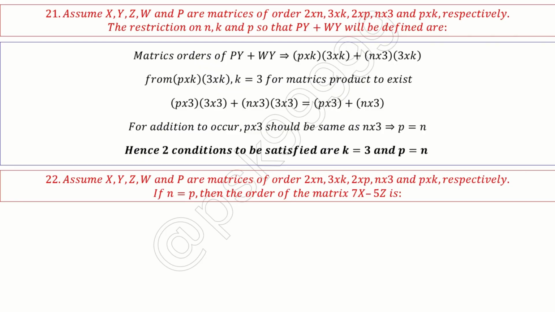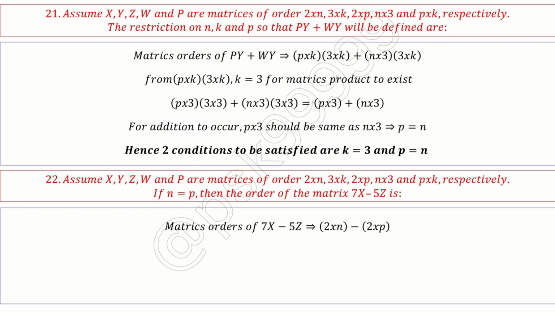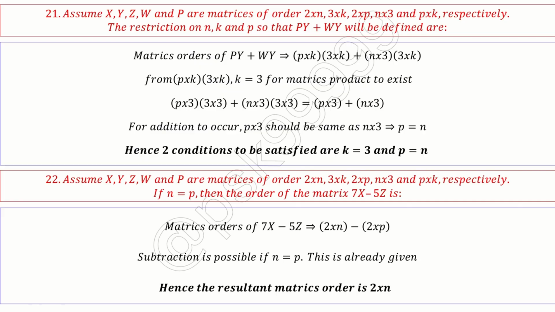This next problem is also similar to the above. If n equals p, which is already given, then is the order of the matrix defined or not defined? So 7X minus 5Z is nothing but 2 into n minus 2 into p. This subtraction is possible only if n equals p, and n equals p is already given, correct? So the resultant matrix order is 2 into n, and 7X minus 5Z will exist. Next.